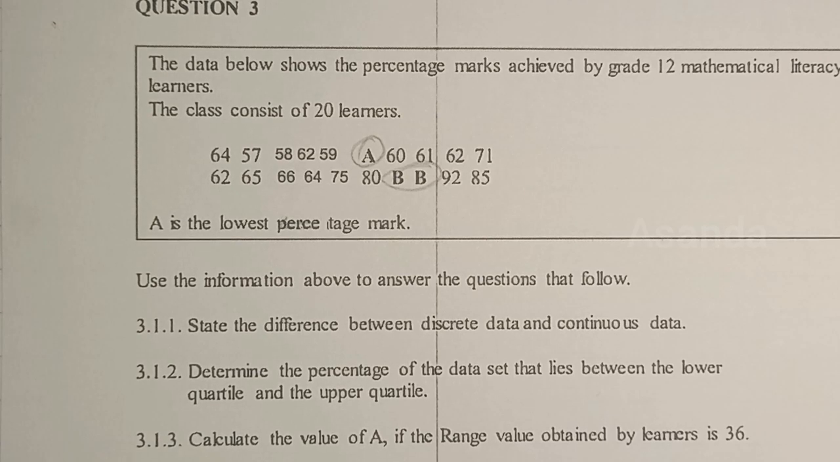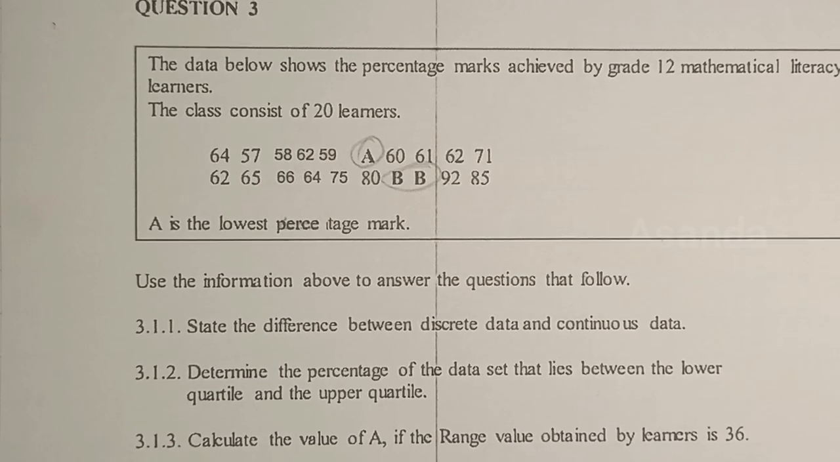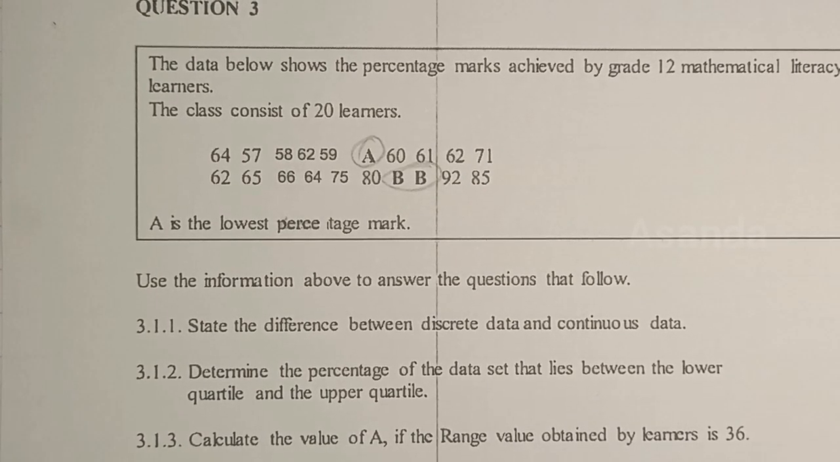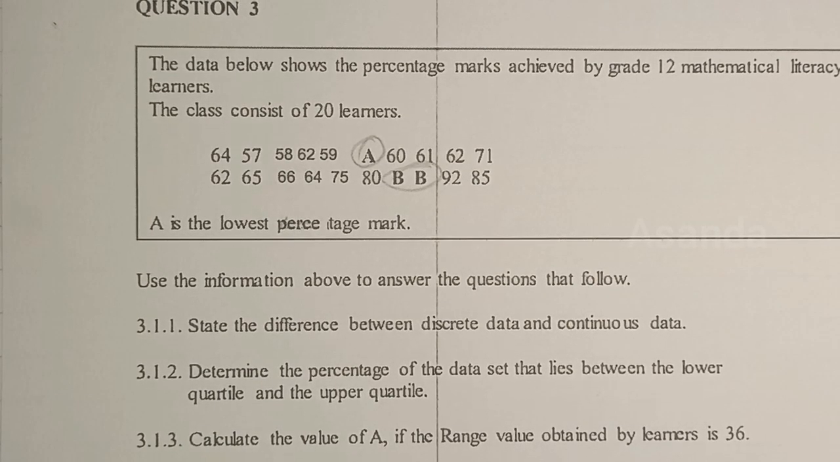The first thing we need to know says, state the difference between discrete data and continuous data. Well, discrete data is data that can be counted, and continuous data is data that is measured. Am I not confusing the two? My goodness, I hope I'm not confusing the two. So continuous data would be things like height. You can measure height. You can measure the length of a road. You can measure the weight of an elephant, even though it's huge.